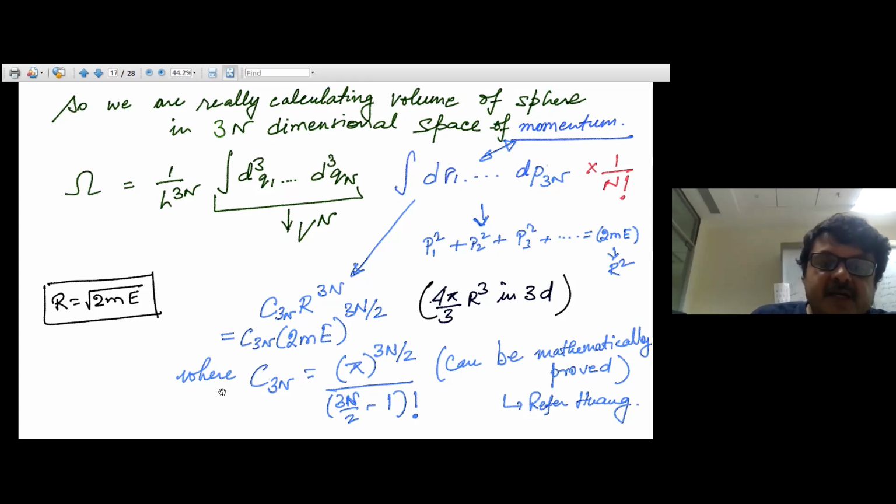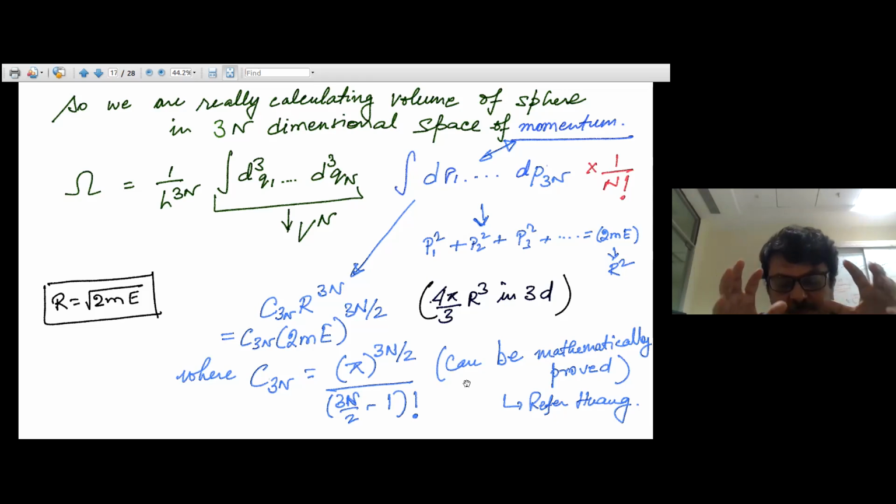Where C_3n, with 3-4 lines of mathematics playing around with gamma functions and integrals and so on, can be easily mathematically proved, but I want to focus on the physics. So this prefactor can exactly be calculated to be pi to the power 3n by 2 divided by (3n by 2 minus 1) factorial, right? These are just done in 3-4 lines in Huang. But I don't want to go into mathematics because I want to keep the focus on calculating the value of omega. So just take it, and you can derive it if you want. Open the right chapter and derive it.